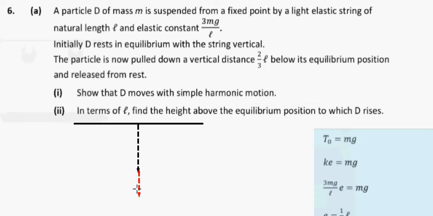So the black section represents the point at which simple harmonic motion no longer exists. Is that okay? Because there'd be no tension in the string if the particle manages to go upwards beyond that point. So we're going to have the particle here, and it's of mass m.